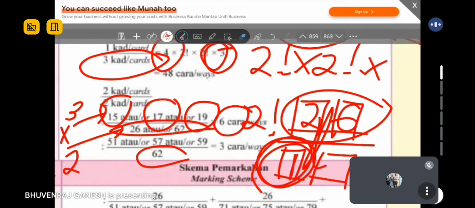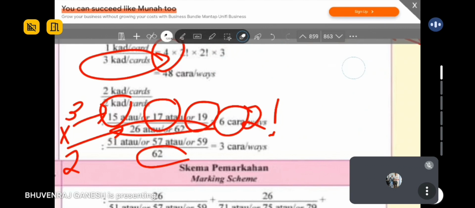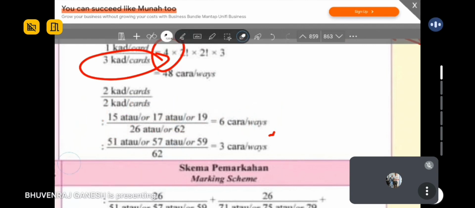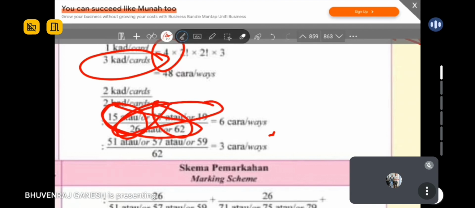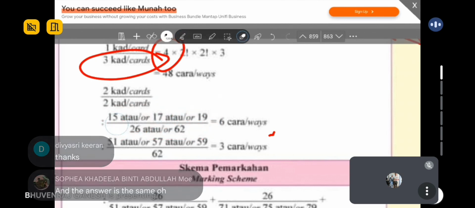Are you clear? Can you all see that? Okay, so you can switch between 26 or 62. Okay, for 62 can be 1, yes, can. Then the possibility is like this guys: 15, 26, 15, 62, 17, 26, 17, 62, 19, 26, 19, 62, 6. That's how you get number 6. Okay. Okay, so next one.